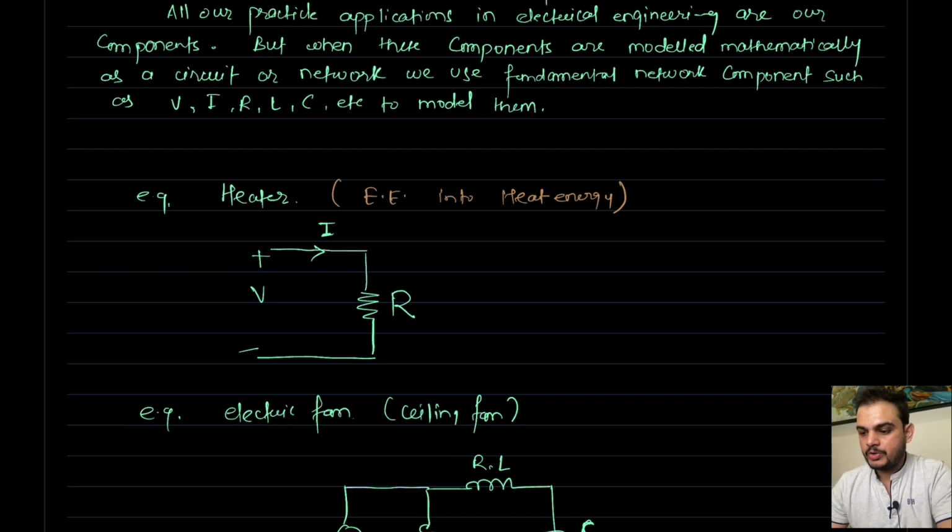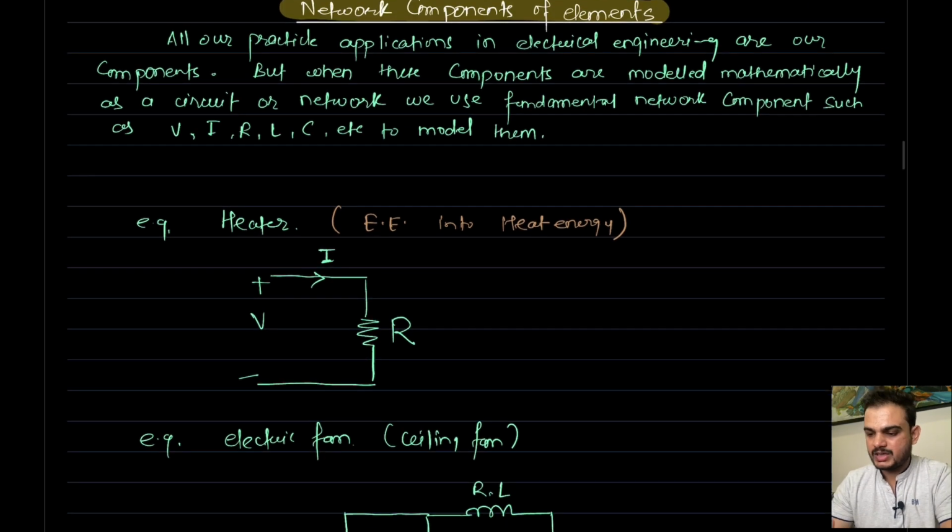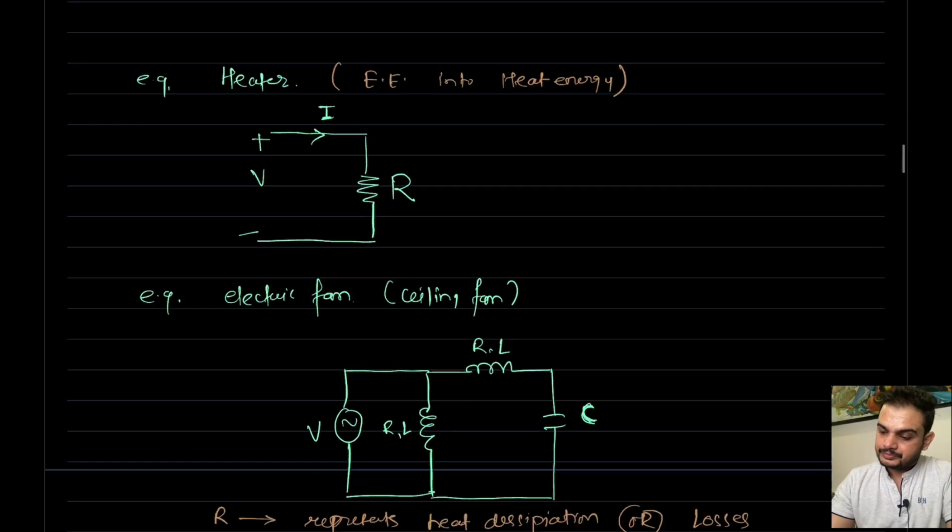So I hope you have understood the basic concept regarding network components or elements. One by one we will see what is a resistor, what is voltage, what is current, what is an inductor, and what is Ohm's law. The next topic is Ohm's law, right? Fine.